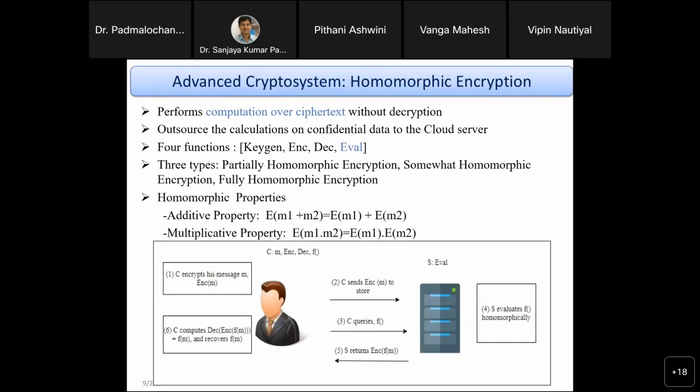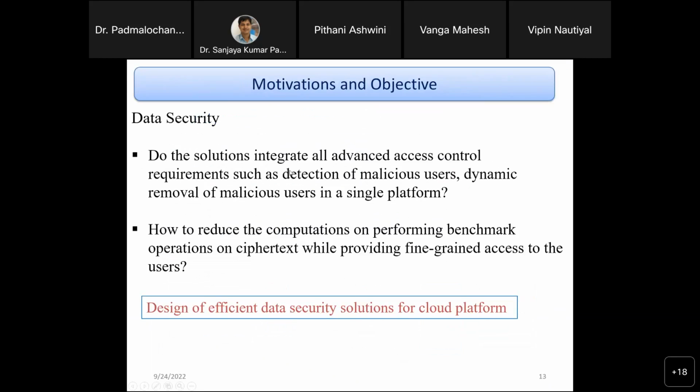Which I said, dynamic removal of users or detection of malicious users. It may happen that some user who leaves is still accessing the data, or some users share their attributes with other users. So how do you detect it? Can you have a timestamp attached to the user who tries to share the attribute with other users, and based on that timestamp you can trace the malicious users? Those sorts of questions are to be incorporated in the advanced design.